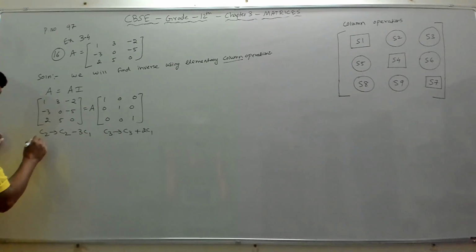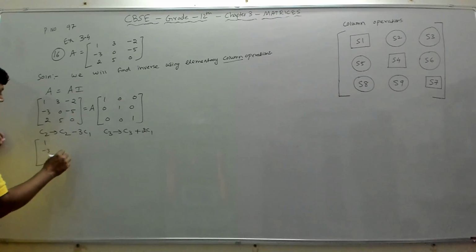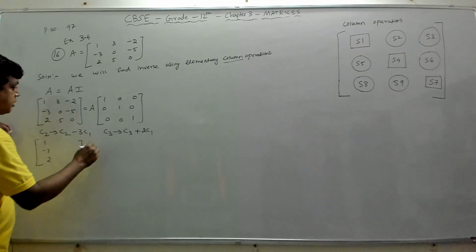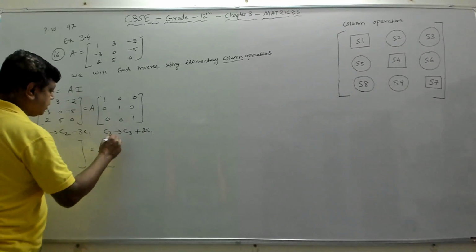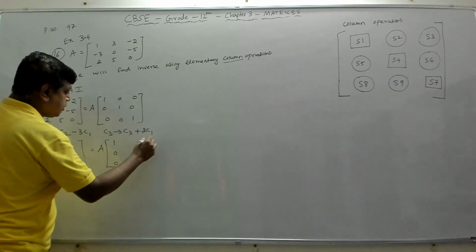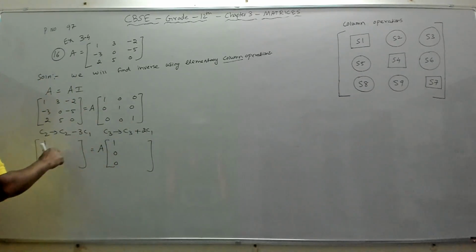We get C1 no change. I'm writing as it is. My C2 and C3 are changing. Here also I will write as it is. No change to my C1. C2 and C3 are going to change.